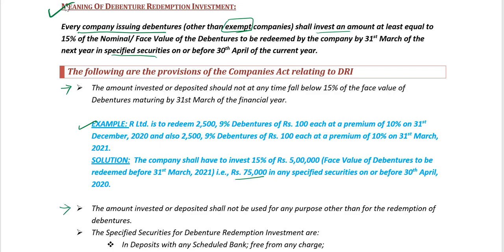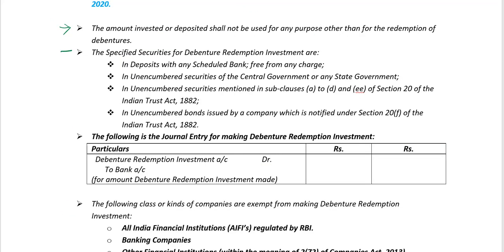The amount which is invested or deposited shall not be used for any other purpose other than for the redemption of the debentures. The specified securities in which the investment should be made are as follows. These are the specified securities where the investment should be made. Just have a glance through it.